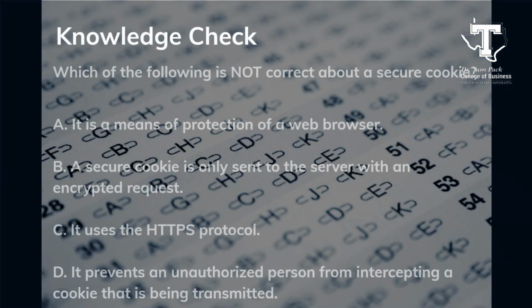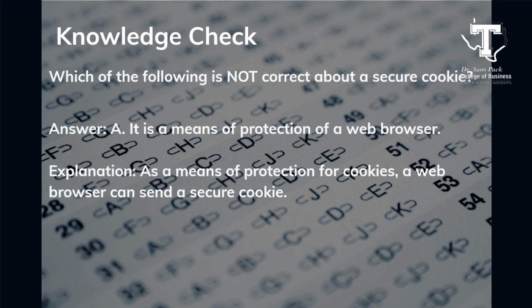Which of the following is not correct about a secure cookie? A. It is a means of protection of a web browser. B. A secure cookie is only sent to the server with an encrypted request. C. It uses the HTTPS protocol. D. It prevents an unauthorized person from intercepting a cookie that is being transmitted. Answer: A. It is a means of protection of a web browser. As a means of protection for cookies, a web browser can send a secure cookie.